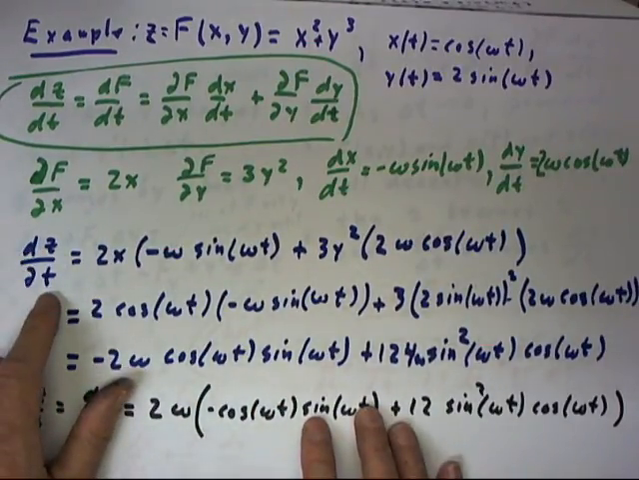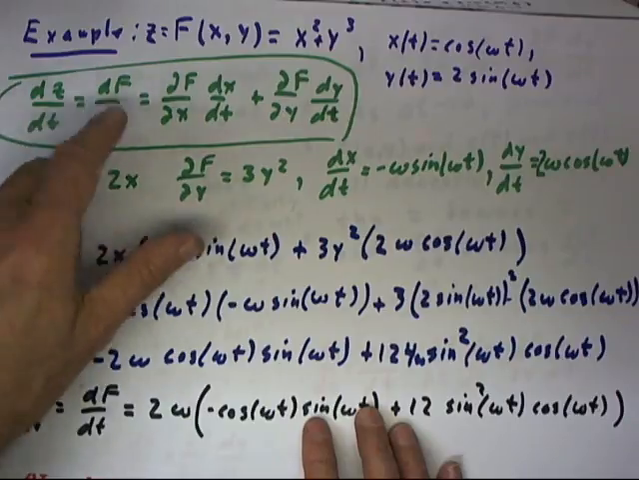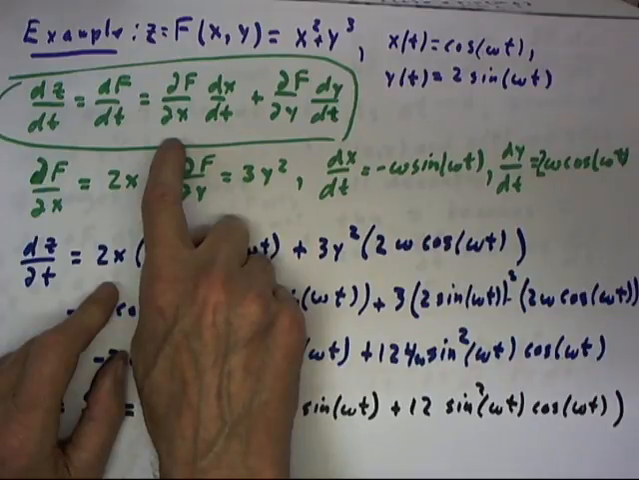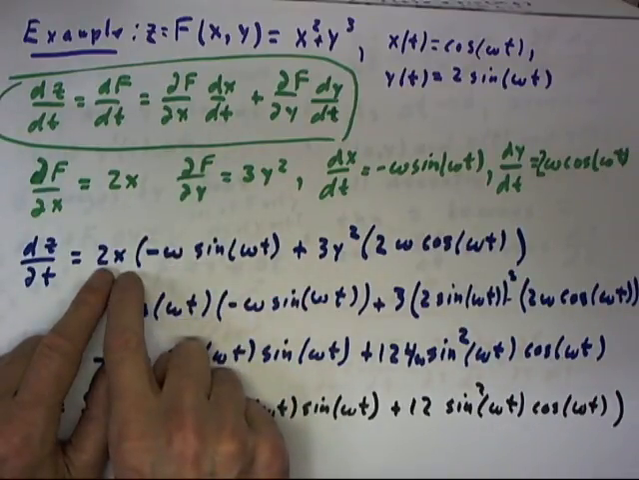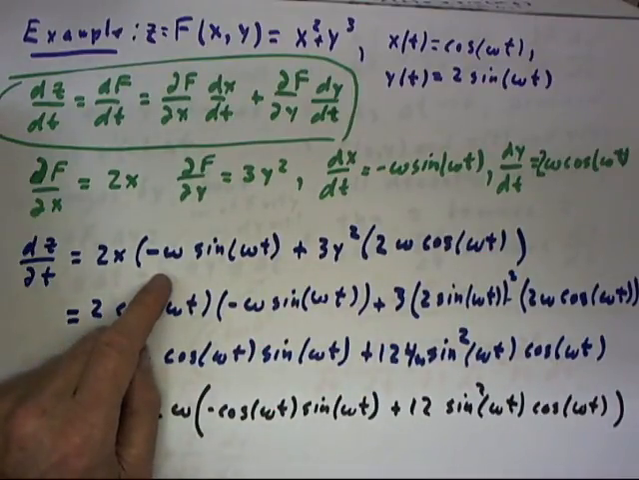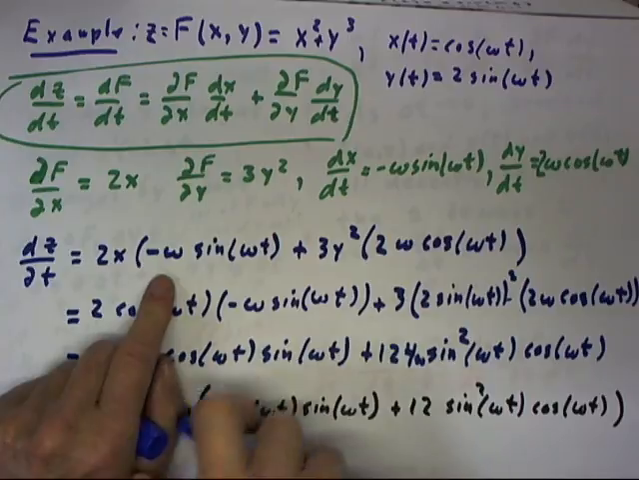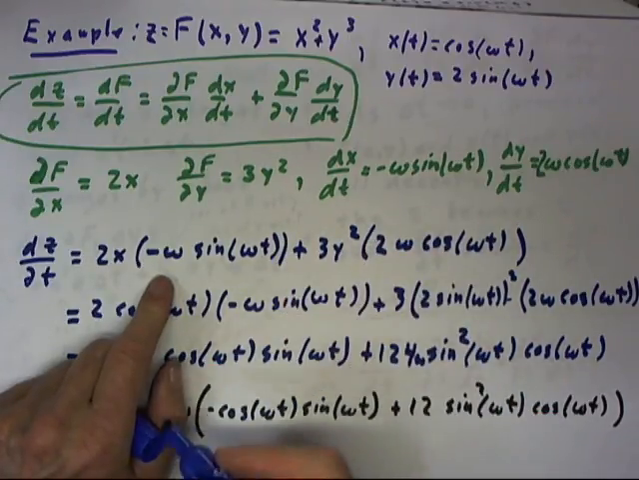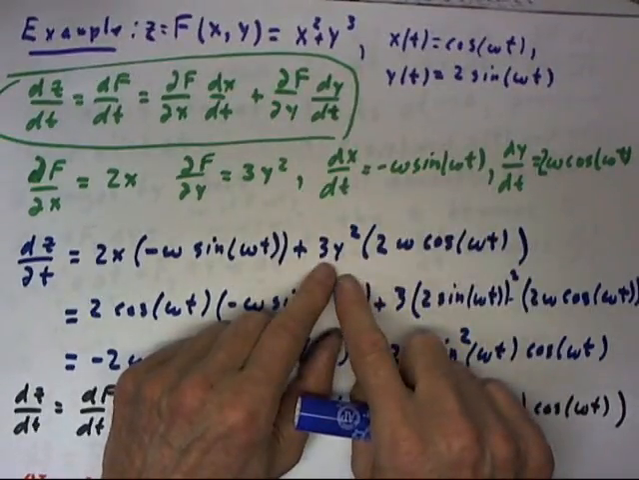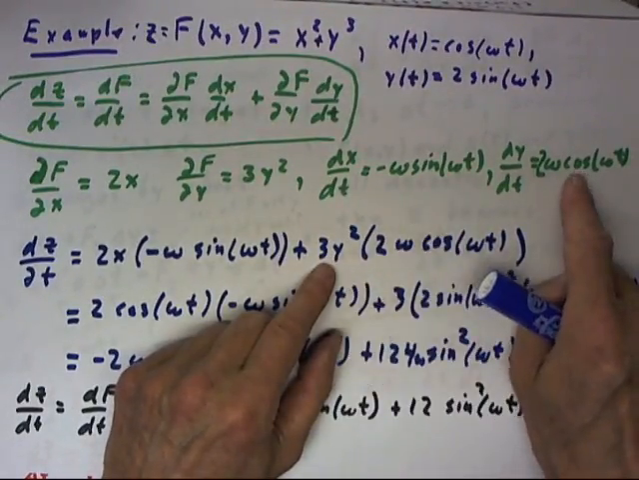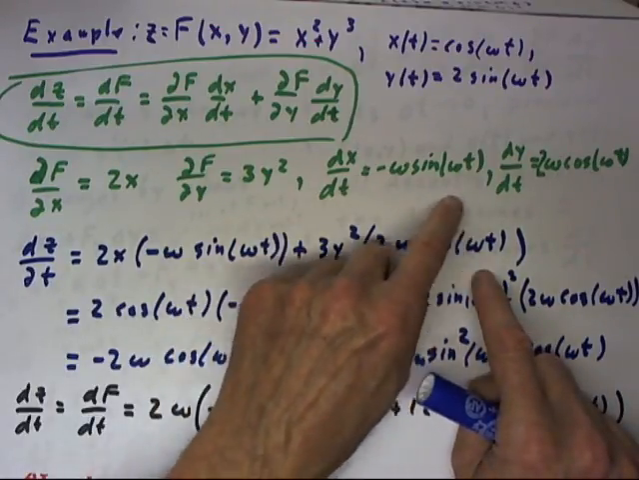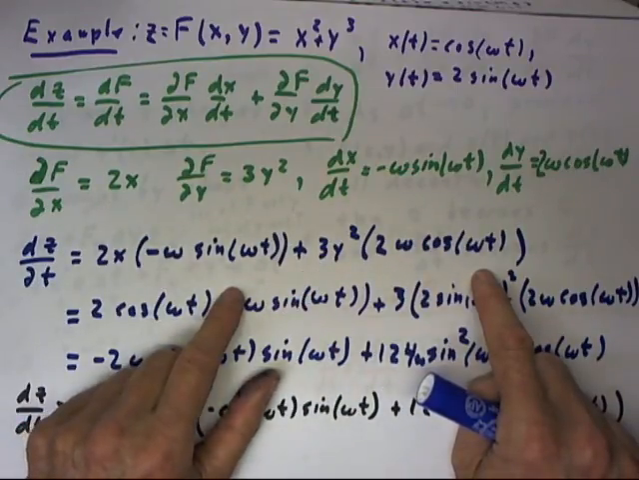So the derivative of z with respect to t is, of course, the derivative of f with respect to t, etc. Term by term, partial of f with respect to x is 2x. Partial of x with respect to t is negative omega sine of omega t. It looks like I've got a parenthesis that needs to be closed. And then the partial of f with respect to y is 3y squared. Partial of y with respect to t is 2 omega cosine of omega t. So this is just a matter of doing some simple calculations and substituting.